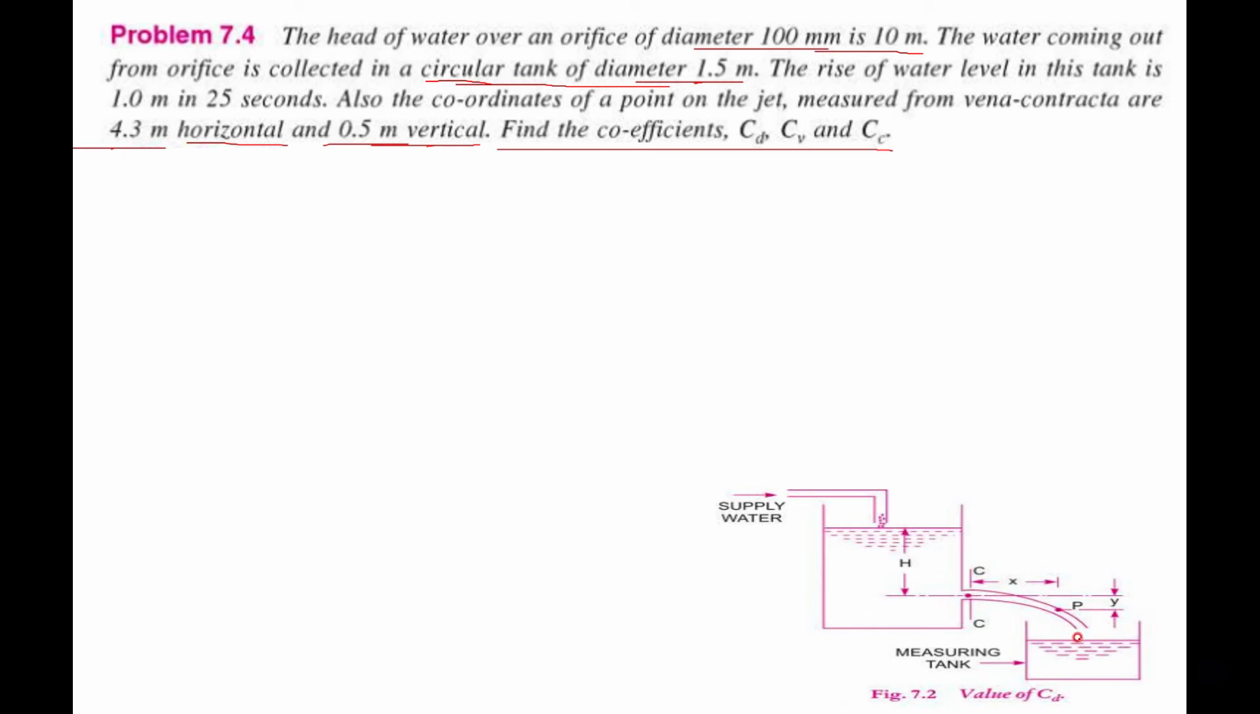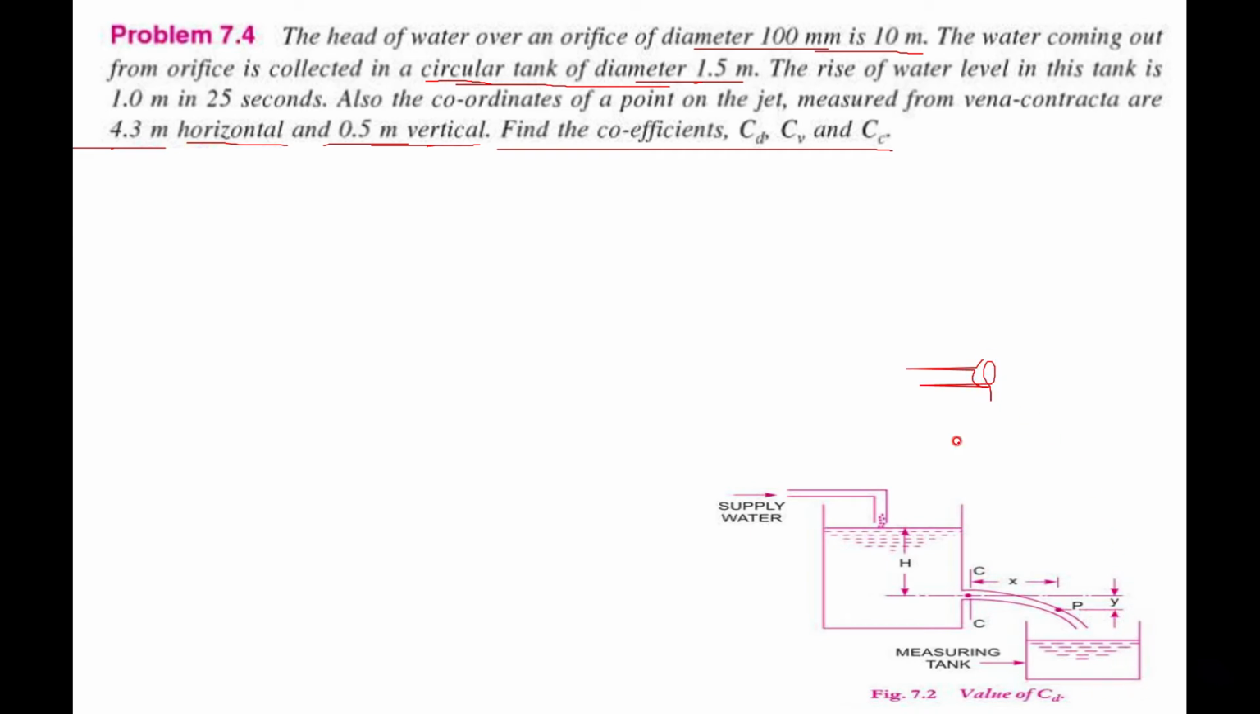The water coming out from the orifice is collected in a collecting tank, also called a measuring tank. This tank is circular with a diameter of 1.5 meter, and this diameter helps us calculate the area of the tank. Area multiplied by the height of the water gives us the volume, and here a 1 meter height of water is collected in 25 seconds. Hence we get the actual discharge directly, because it is volume by time.